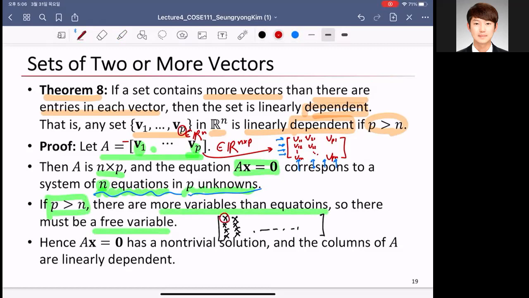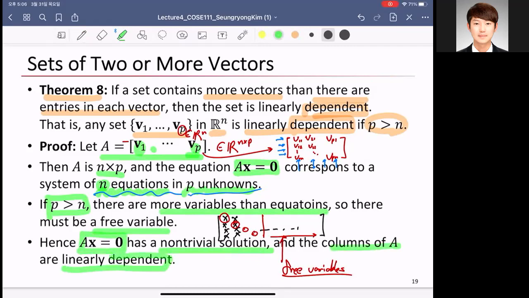Our matrix in this case looks like this, because p is larger than n. Here is one of the p variables, maybe here, but because p is larger than n, the remaining columns do not have any pivot position, so such a column gives a free variable. Because we have a free variable, we already know Ax equals 0 has a non-trivial solution, and we can represent infinitely many solutions in terms of the free variable. So the columns of matrix A are linearly dependent, because we have a non-trivial solution. This is Theorem 8. This is very straightforward, right?